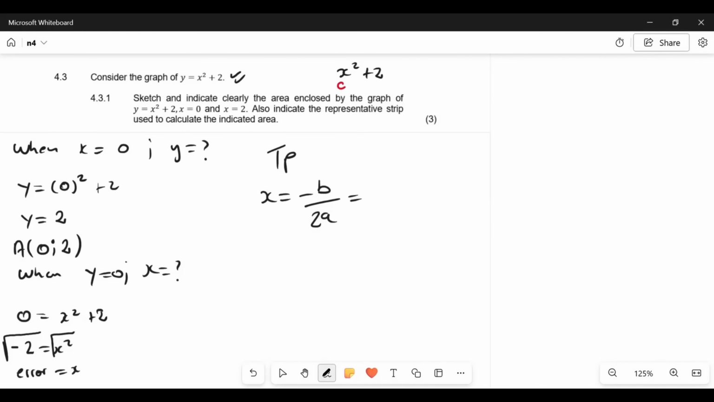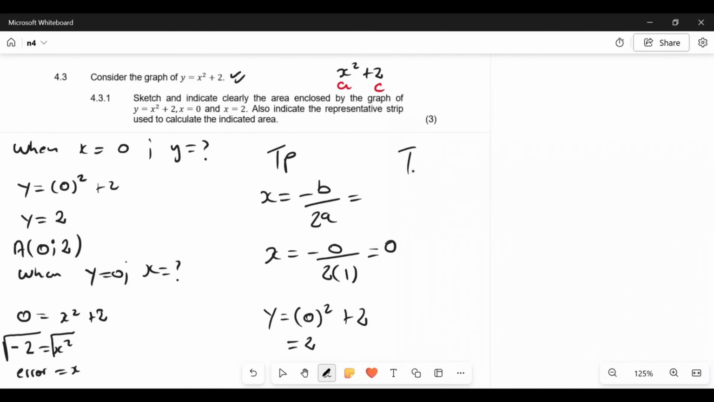We only have a and c there. Now that we don't have b, we can just put 0 there. So x is going to be negative 0 over 2. Our a is 1. So x is actually 0 there, meaning y is going to be 0 squared plus 2 from the original equation. So y is going to be 2.